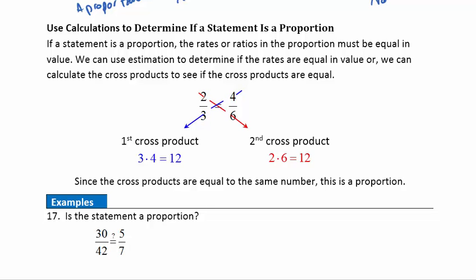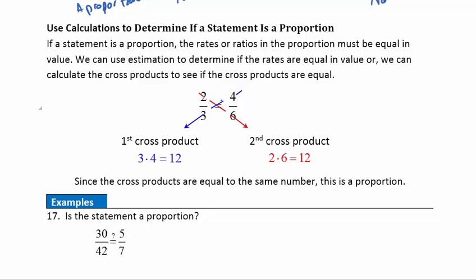And it's really simple. If a statement is a proportion, the rates or ratios in the proportion have to be equal in value. So one thing that happens here, and I've given you 2 equivalent fractions. 2/3 is equal to 4/6. These fractions are the same in value. Well, as it turns out, if the 2 fractions in this proportion are equal in value, then their cross products are also going to be equal.